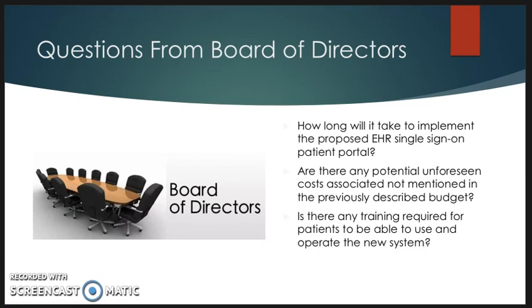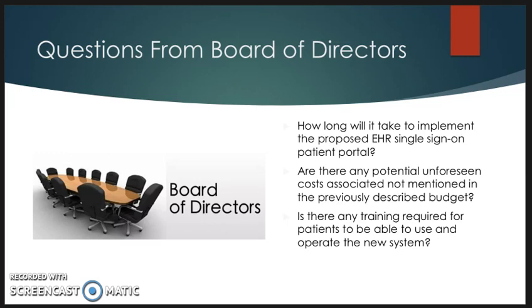Finally, we have some typical questions that a board of directors might be interested in understanding before a health information systems implementation. The first being, how long would it take to implement the proposed electronic health record single sign-on patient portal? Depending on the system, it might take anywhere between 6 months to a year. In the case of Goodwill Health Clinic, closer to 6 months. As previously mentioned, there are certain systems already in place that would be absorbed by the new health system implementation, making it much quicker and cheaper to implement the new system.